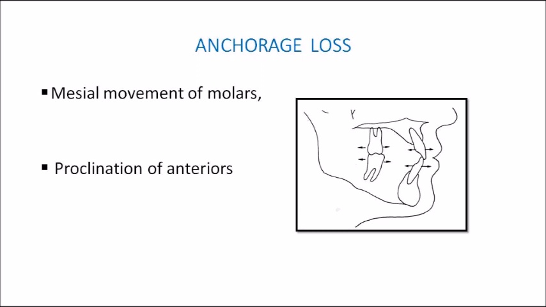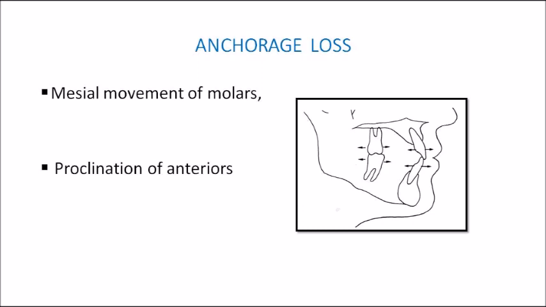One of the unwanted things that can occur during orthodontic treatment is loss of anchorage, which can be defined as the unplanned or unexpected movement of the anchor teeth during orthodontic treatment. Some of the common causes of this loss of anchorage might be a poor appliance design, a poor appliance adjustment, or poor patient wear. Any of these can cause an anchorage loss.